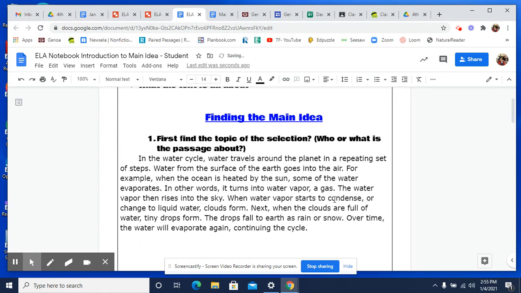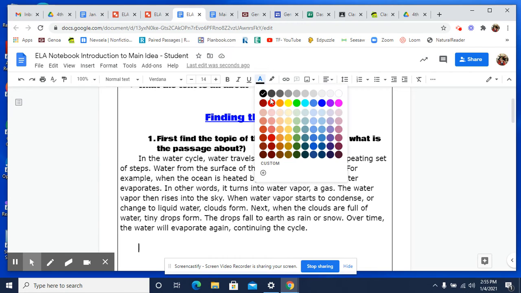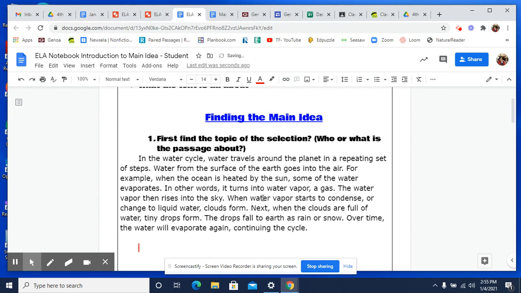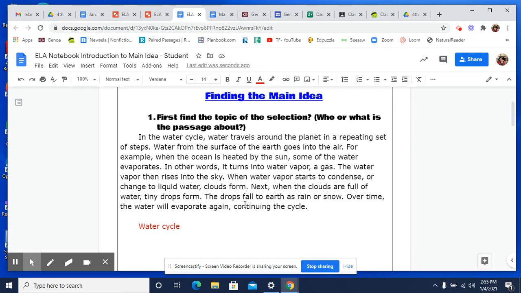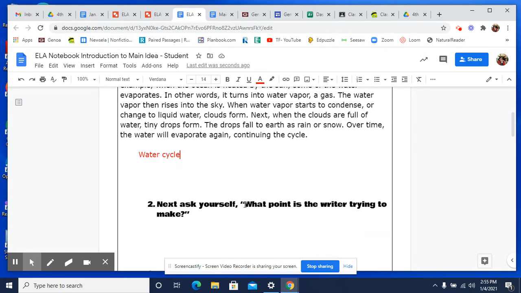Well, I think this one, and at least I hope this one is kind of obvious. This whole passage here is talking about the water cycle. So we're just going to write water cycle because that is the topic, okay? Notice we're not saying anything specific about the water cycle. We're just giving a 1 or 2 word answer, okay?